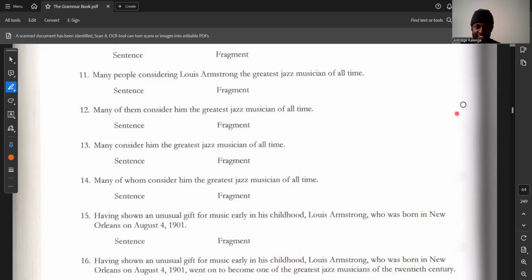I don't know if Louis can hear us anymore. Might have lost Louis. But yeah, hopefully that's great. Okay. We're down to our last three guys. Let's do this. I thought it was up 16. Yeah. Okay. So, many of whom consider him the greatest jazz musician of all time. Sentence or fragment.